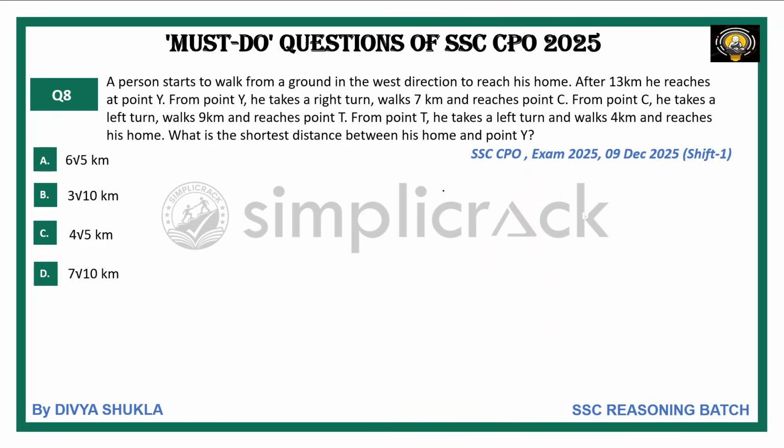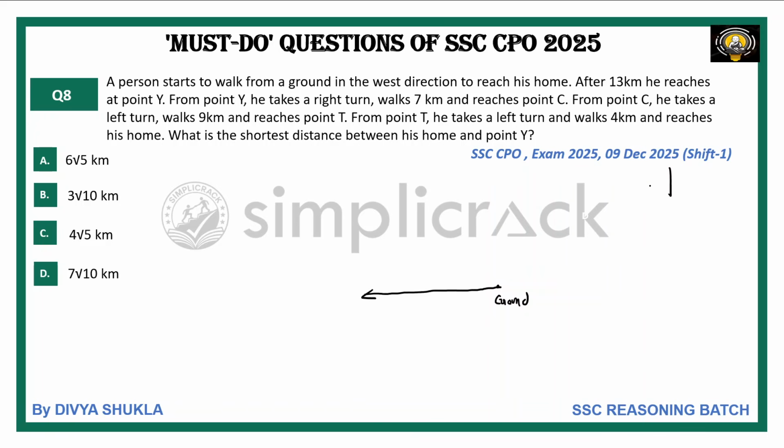Okay, now understand, he is starting from his home in the west direction, and after reaching 13 kilometers he takes a right turn. So I'm starting from here. Starts to walk from a ground, so this is ground basically. After he walks in the west direction 13 kilometers, so this is the west direction.